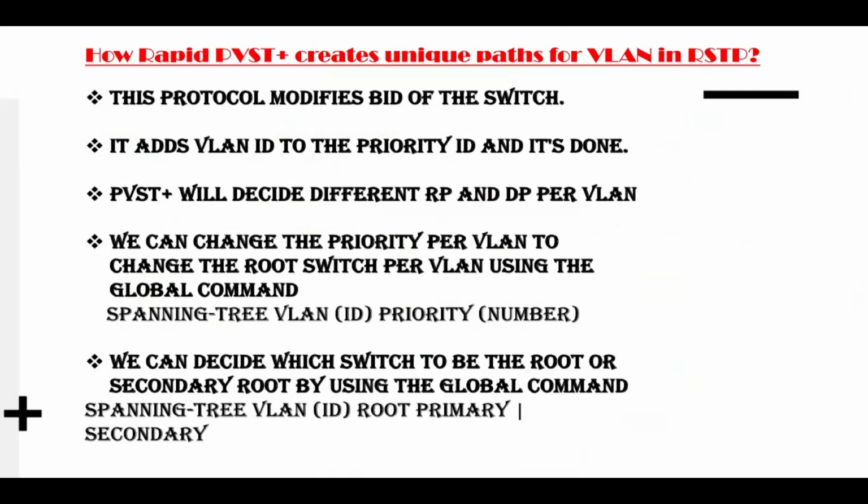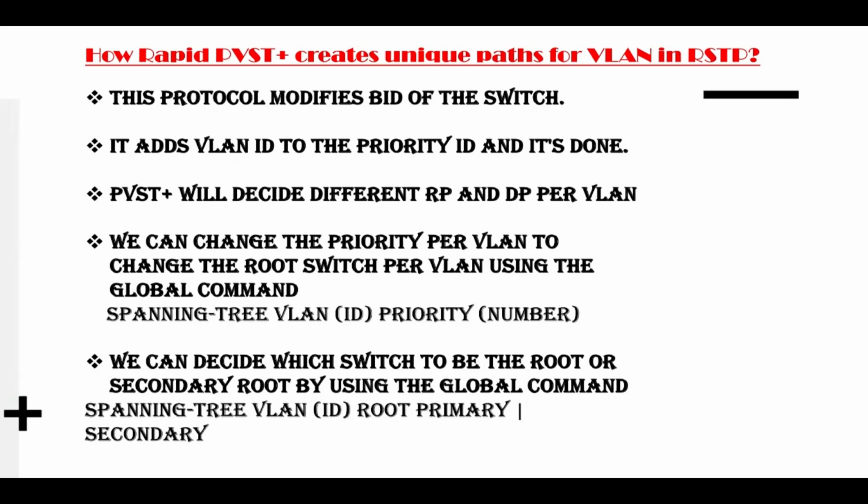How does Rapid PVST+ create unique paths for each VLAN in RSTP? This protocol modifies the BID of the switch. It adds the VLAN ID to the priority ID and it's done. PVST+ will decide different RP and DP per VLAN.